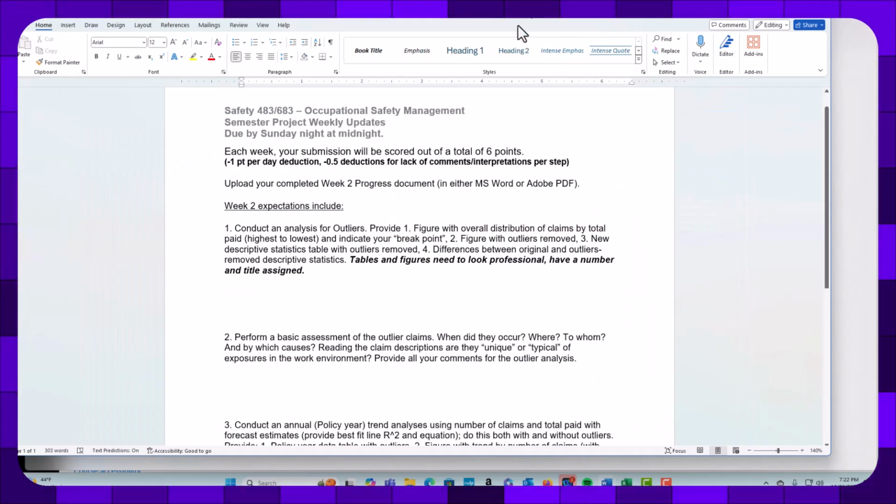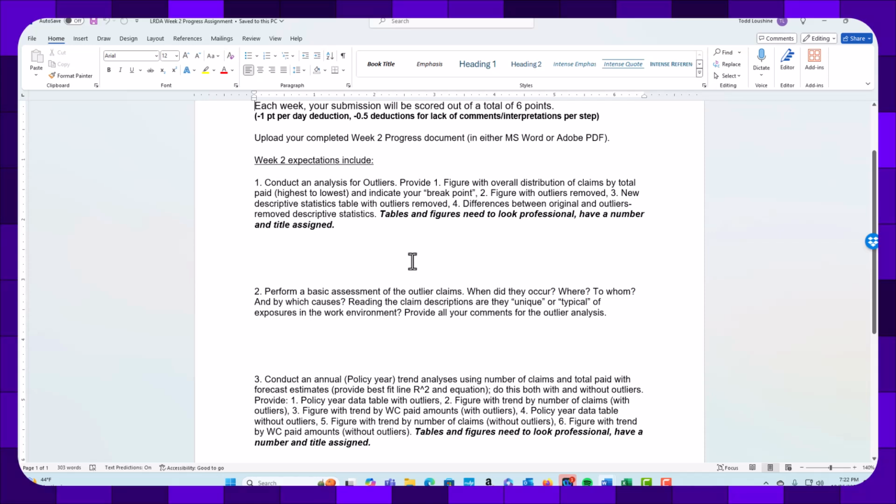So for this week, we've got a few things we need to do. First, with the outliers, we're going to be creating a bar graph of the claim total paid from highest to lowest. And then we're going to look for an indication of a break point. And what that means is, I'll show you. It's when there's a greater distance between the two total amounts. As they become more consistent, they kind of flow better, like a slide or a gentle decline. That's usually where I cut it off, and then I identify everything above that as an outlier.